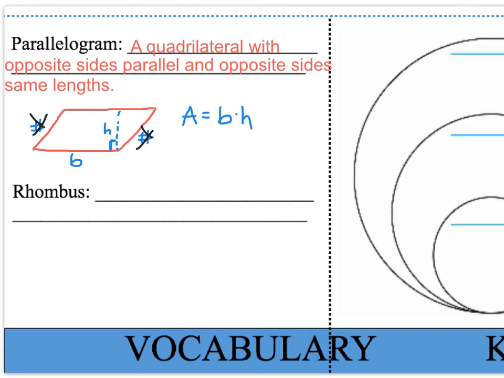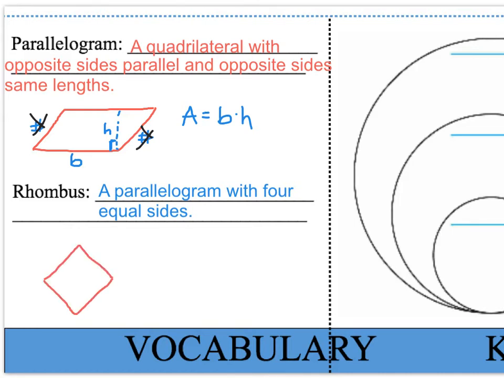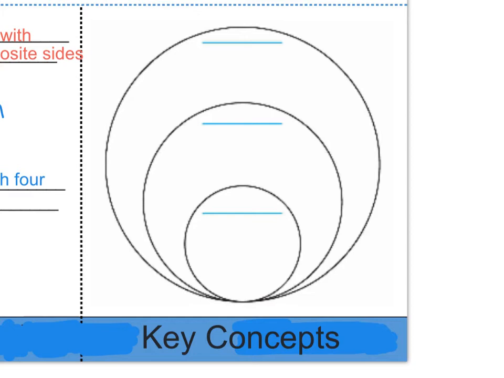The next vocabulary word is called rhombus, and a rhombus is a parallelogram with four equal sides. So here's an example. Usually it looks like a diamond shape. So for the key concepts, let's go ahead and write the word rhombus. And a rhombus, like I said, looks like a diamond shape. A rhombus is an example of a parallelogram.